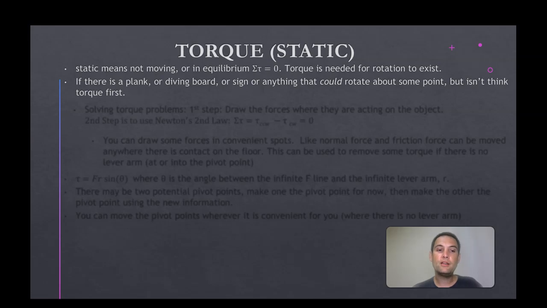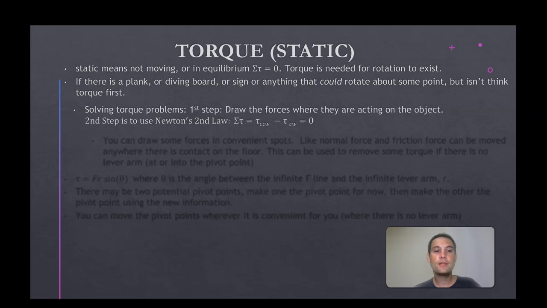If there is a plank or diving board or sign or anything that could rotate about some point but isn't, think torque first. That's a little tricky of an identifier, but if you do enough practice with these, you'll see what I mean.